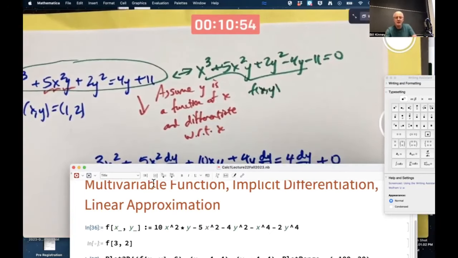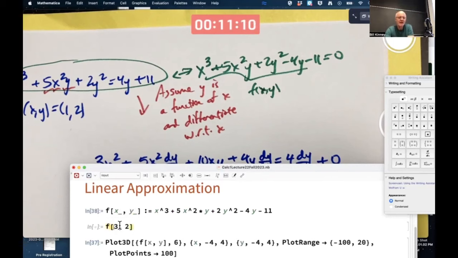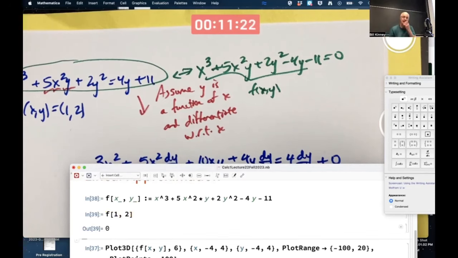And this is going to be my function that I plug into Mathematica for f of x, y. So I'll type that now. x cubed plus 5x squared times y plus 2y squared minus 4y minus 11. The point (1, 2) is on the graph of this equation. It is a place where this function equals 0. If I replace x with 1 and y with 2, hopefully I get 0 here. Yes, I do.